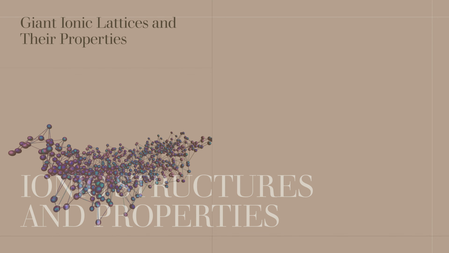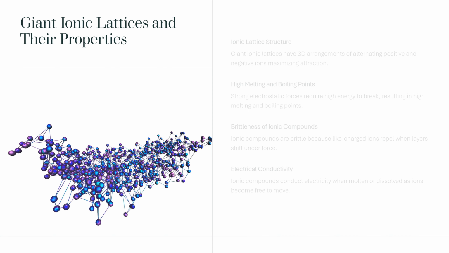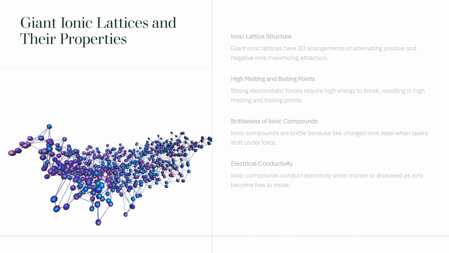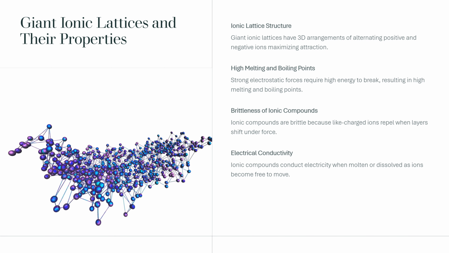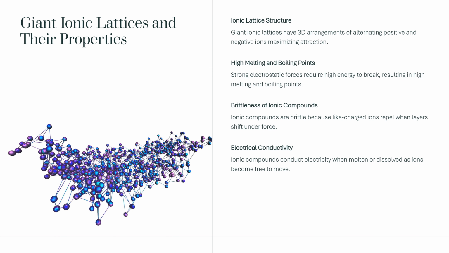Ionic compounds form giant ionic lattices, which are three-dimensional, regular arrangements of alternating positive and negative ions. Each ion is surrounded by ions of opposite charge, maximizing attraction and minimizing repulsion. Ionic compounds have high melting and boiling points because a large amount of energy is needed to overcome the strong electrostatic attractions between ions throughout the lattice.